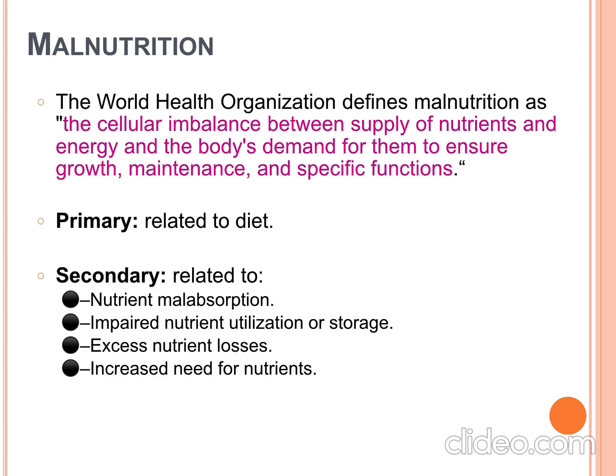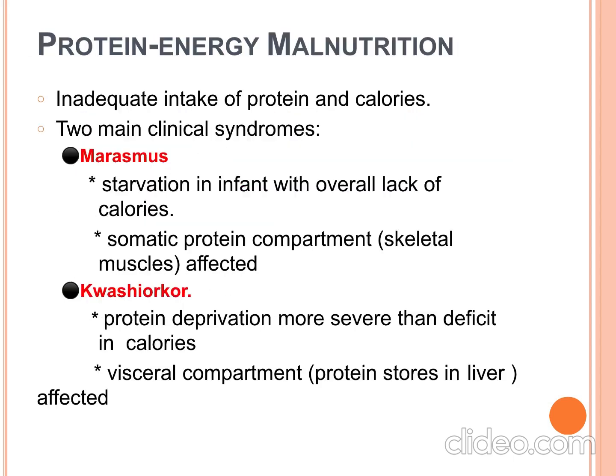Malnutrition. The World Health Organization defines malnutrition as the cellular imbalance between supply of nutrients and energy and the body's demand for them to ensure growth, maintenance, and specific functions. Primarily, it is related to the diet, and secondarily, it may be related to nutrient malabsorption, impaired nutrient utilization or storage, excess nutrient losses, or increased needs for nutrients.